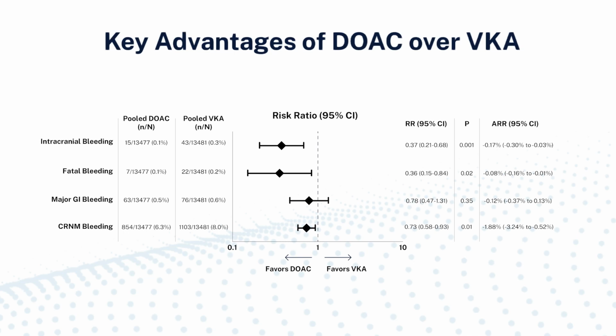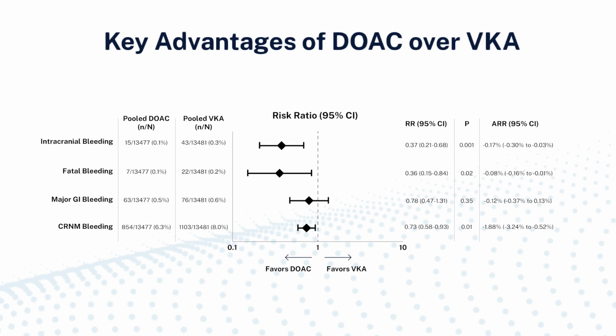In fact, the risk ratio is 0.37, meaning that there was a 63% reduction in the risk of intracranial bleeding for patients treated with a DOAC compared to a vitamin K antagonist. Similarly, we see a risk reduction for fatal bleeding of about the same mark, risk ratio of 0.36.